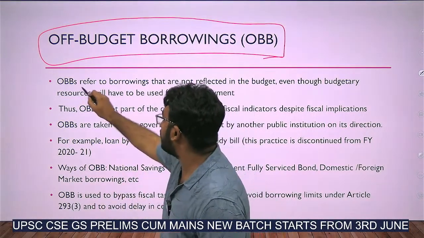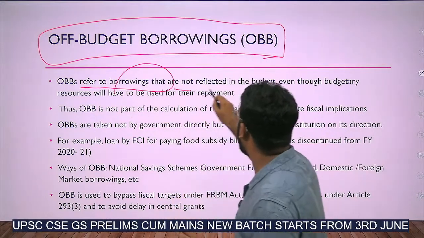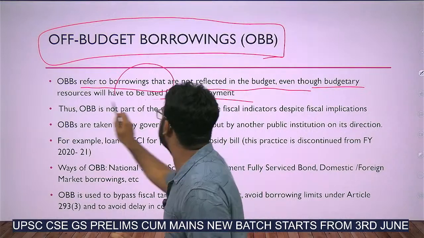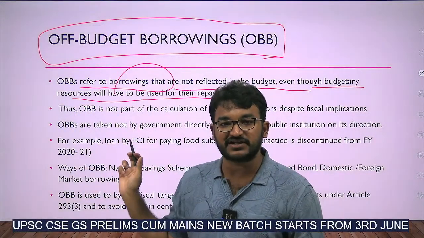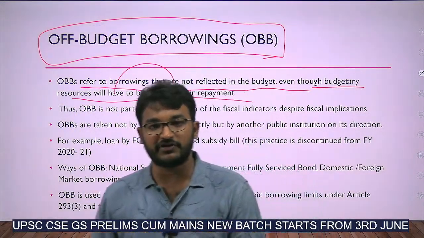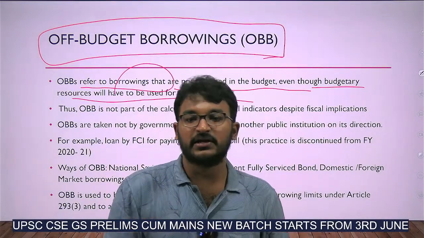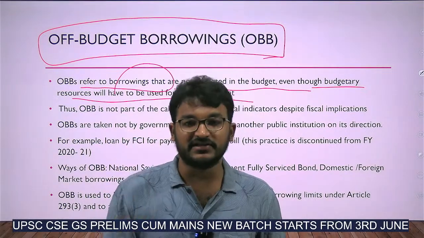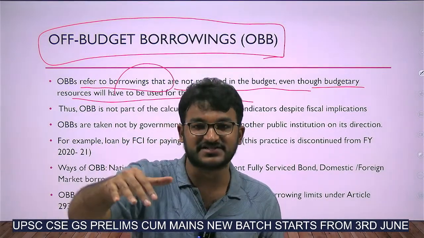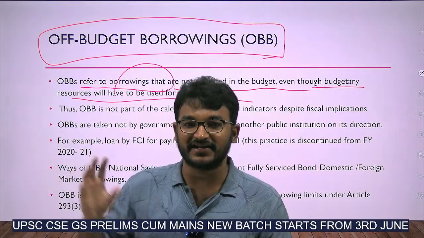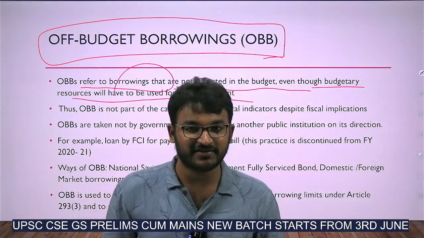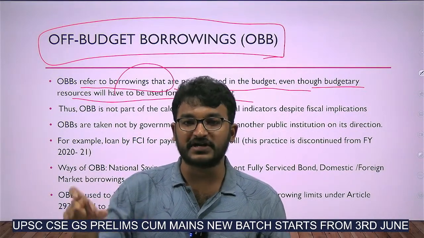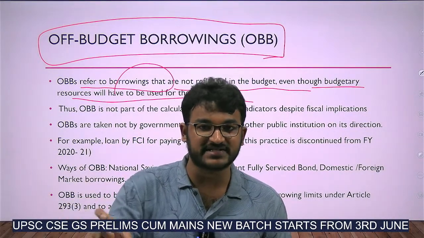Off budget borrowings refer to the borrowings that are not reflected in the budget, even though budgetary resources will have to be used for their repayment. Why has this been created? Because we all know that there are FRBM limits in India. Government cannot borrow more than a specific limit. In this scenario, what is government doing to surpass this route? It had created a new invention called off-budget borrowings. And here, government won't be taking the loan directly. Corporations under government of India or the government of states will be taking.